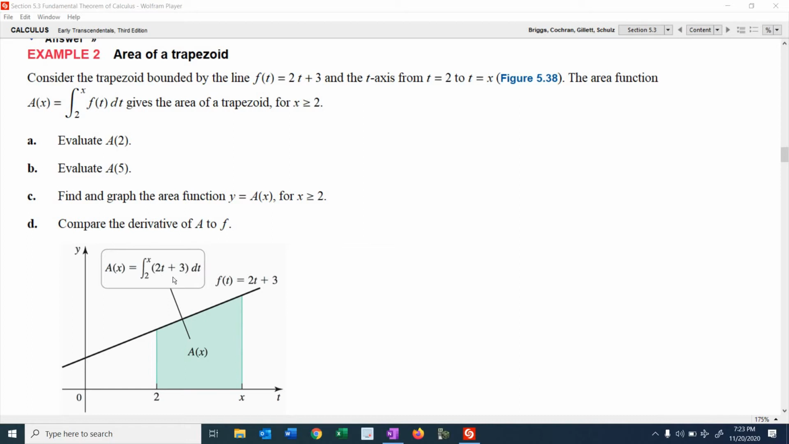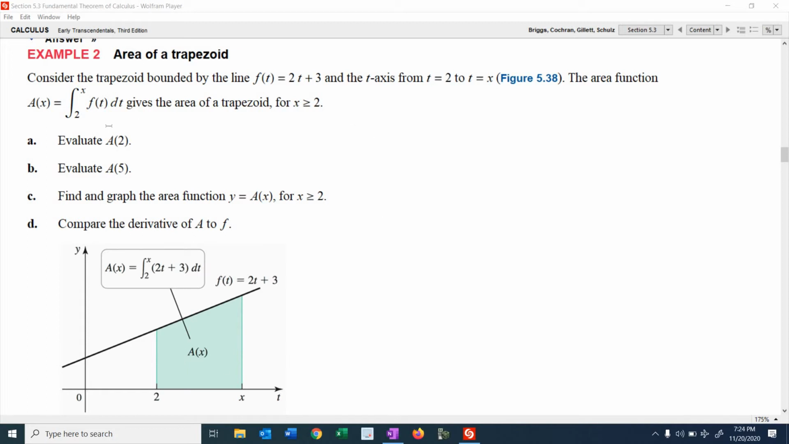Now remember, this area function actually depends on the upper limit here, so it depends on x. It does not depend on t. That's because t is a dummy variable. The area trapped in here does not depend on the variable of integration. It actually depends on this upper limit, which we're calling x. Okay, so this area function that we've created, or net area function that we've created, actually depends on this right endpoint x. And that's because if we vary this, we get a different area in here.